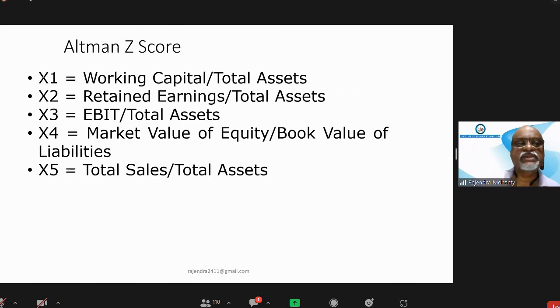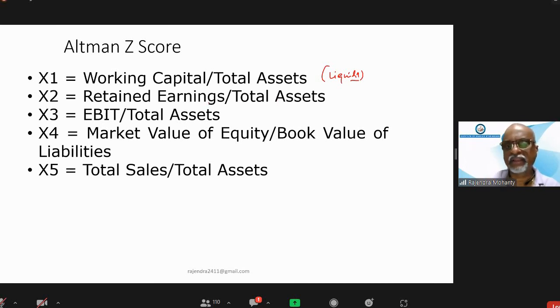Basically, his ratios are x1, x2, x3, x4, and x5. x1 is the working capital to total assets ratio. This gives us the liquidity position of the company or the firm. Second, x2 is retained earnings to total assets, meaning by using the total assets, what is the retained earnings?